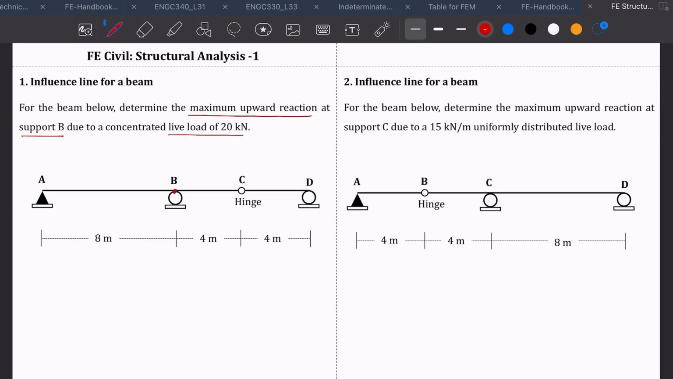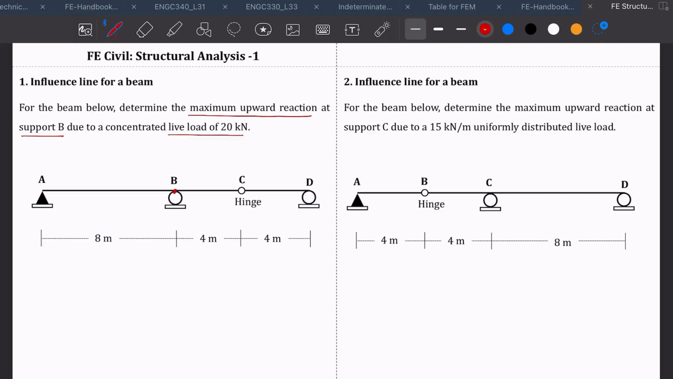To know that, we have to use an influence line. You can use the trial and error method, putting your 20 kilonewton load here, here, and here, and doing the calculation. You put it at A and calculate, at B and calculate, in the middle and calculate, at C and calculate, at D and calculate. But that will take a long time, because doing five or six trials is not the objective of your FE, as it tests your fundamental concept. So we have to use an influence line.